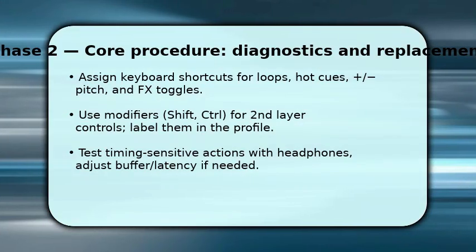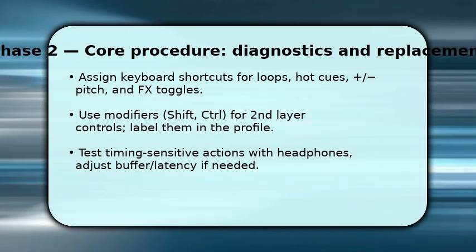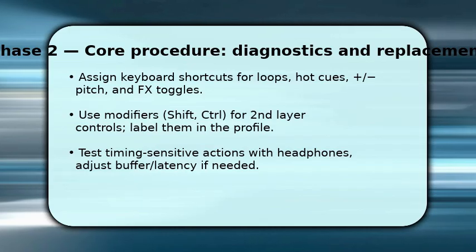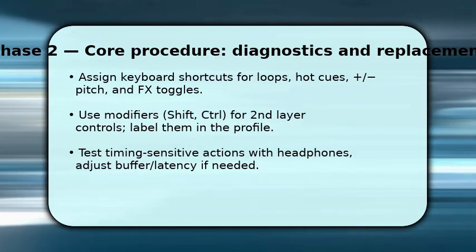Now you expand to more complex controls so your keyboard behaves like a compact controller. Map loops, hot cues, pitch up/down, and FX on/off to distinct keys. Use Shift or Control as modifiers to double your control set. Because timing matters, audition mappings through headphones and trigger hot cues to verify timing and feel.